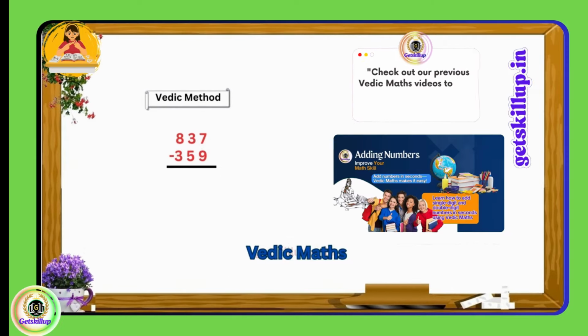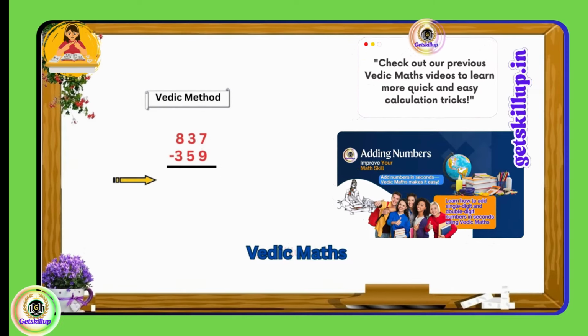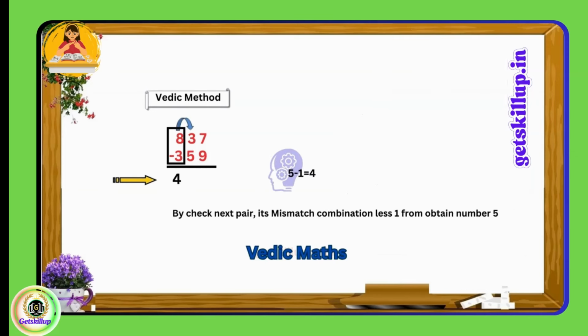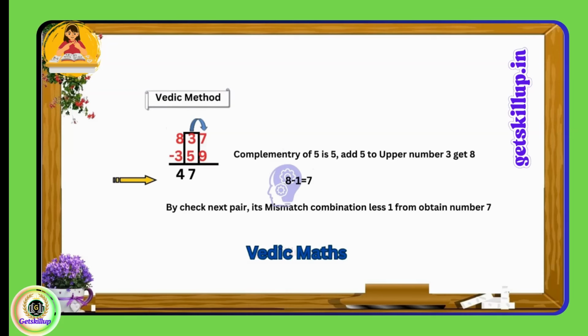Let's move to another example, 837 minus 359. Continuing as we did in the previous one, we subtract 3 from 8, which gives us 5. Then moving to the next pair, 3 minus 5, which is a mismatch combination. So we subtract 1 from 5, and we write 4 as our first digit. The complement of 5 is 5, which we add to the upper number, giving us 8.